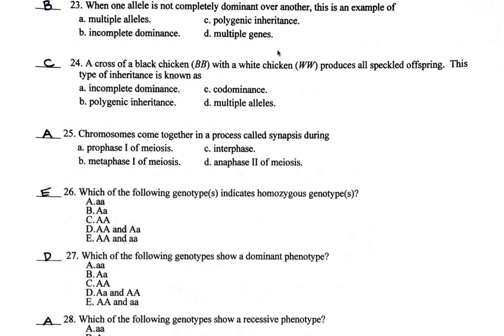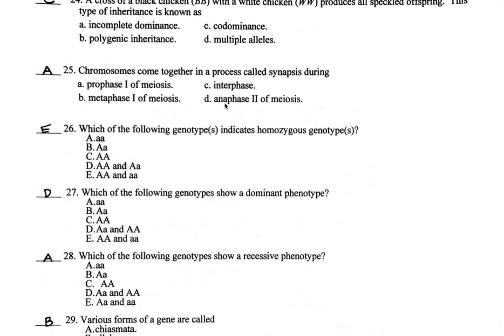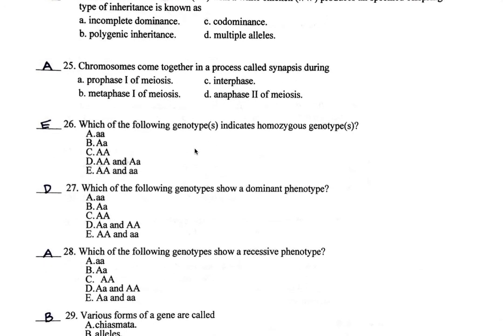24. If you have a black and white chicken which has a speckled offspring, remember that's codominance. Incomplete dominance is the mixing, so that would be a gray chicken. This is actually both alleles, so black and white, are dominant together, so they're both being shown. So they're like co-captains, they're shown at the same time, but it's codominance. 25. Chromosomes come together in a process called synapsis. This is in prophase 1. That's when you also have crossing over.